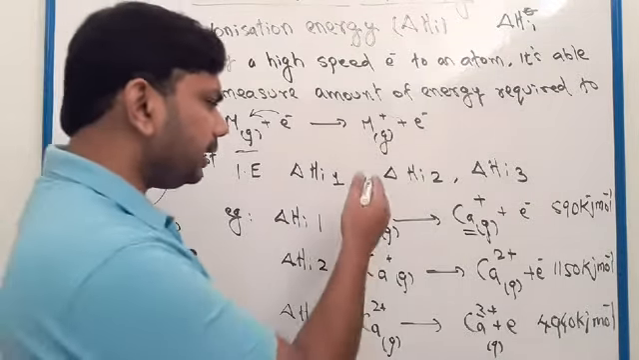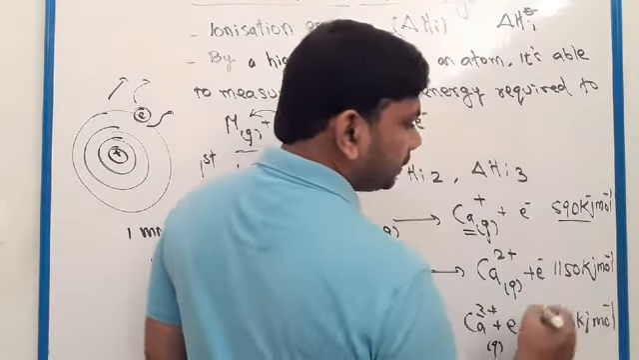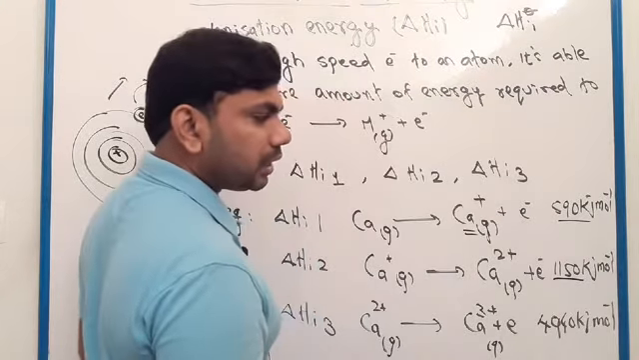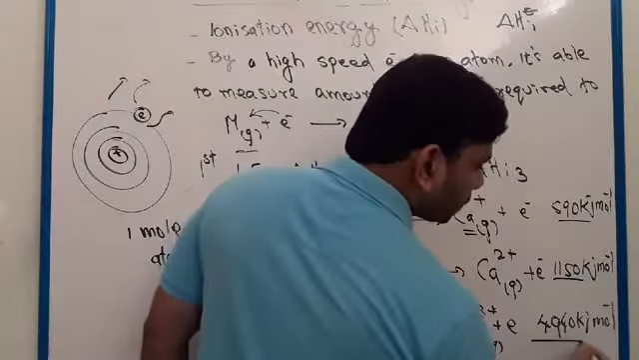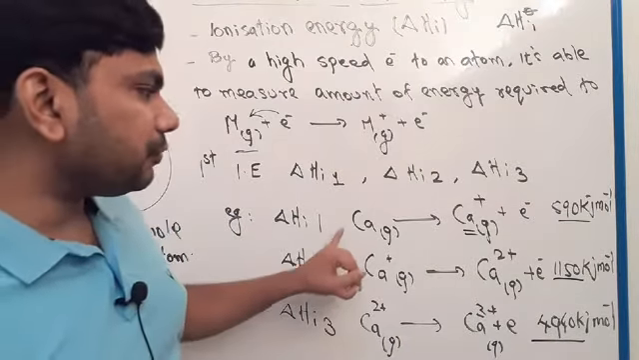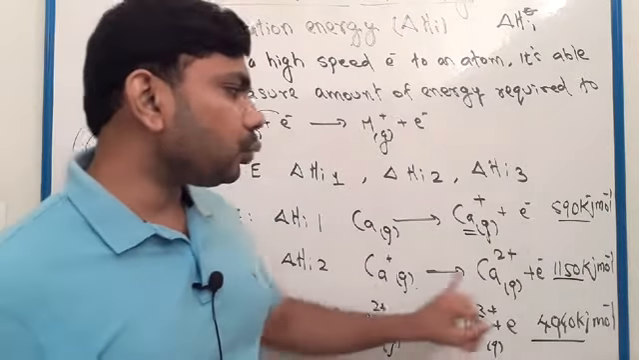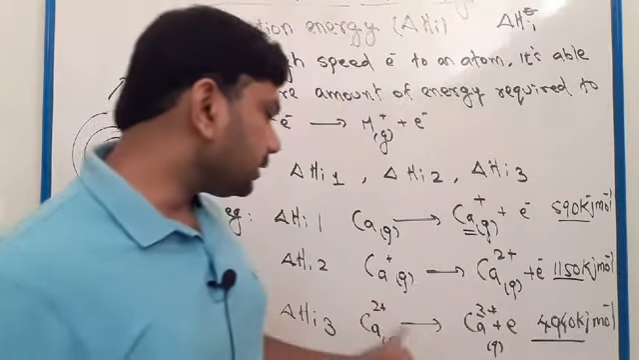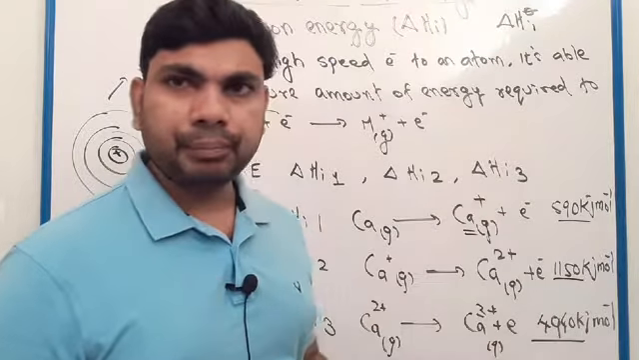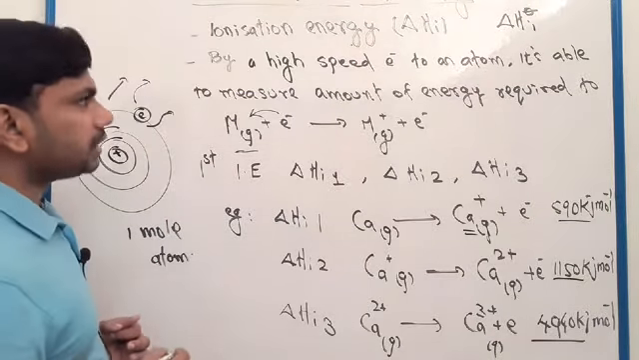So here in calcium, first ionization enthalpy is 590, then second is 1150, then third is 4940. First ionization enthalpy for calcium is 590. Second ionization enthalpy is 1150. Third ionization enthalpy is 4940.